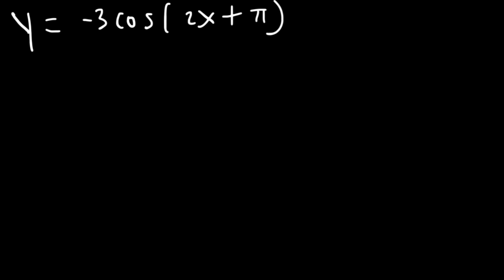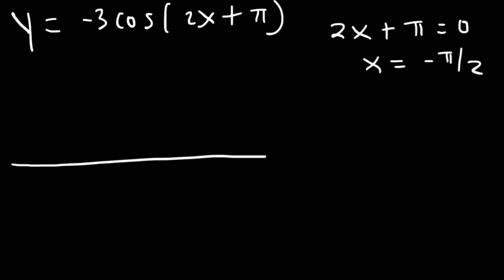Here's another example: -3 cosine (2x plus pi). So let's try this one. Let's find the phase shift first. Let's set 2x plus pi equal to 0. So we can move the pi to the other side. It's going to be -pi, and then divide by 2. So it's going to start at -pi over 2. That's the phase shift. So it's been shifted left pi over 2 units.